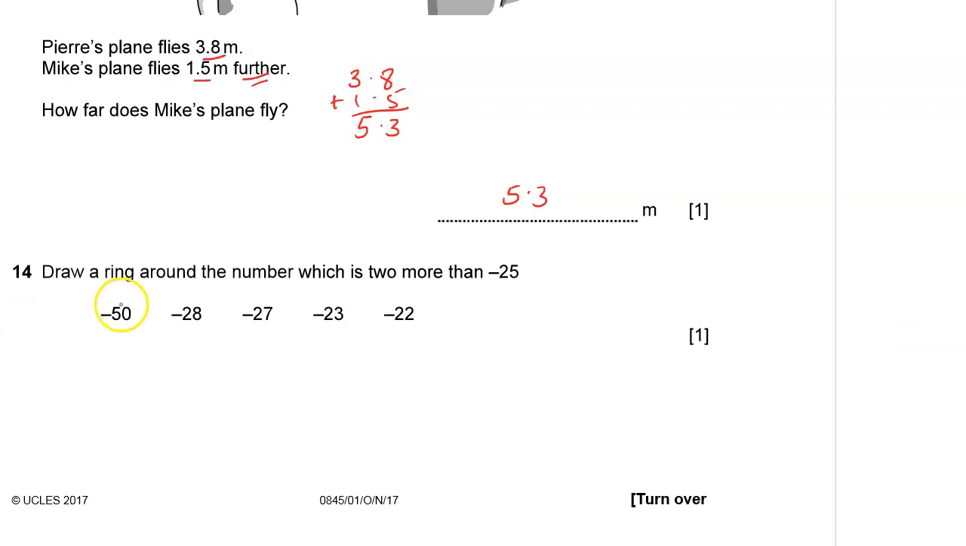Question number 14. Draw a ring around the number which is 2 more than minus 25. To get 2 more, you need to add 2 to minus 25. So you'll have minus 25 plus 2, which will give you minus 23. You're supposed to draw a ring, so don't forget that. Ring that minus 23 over there.